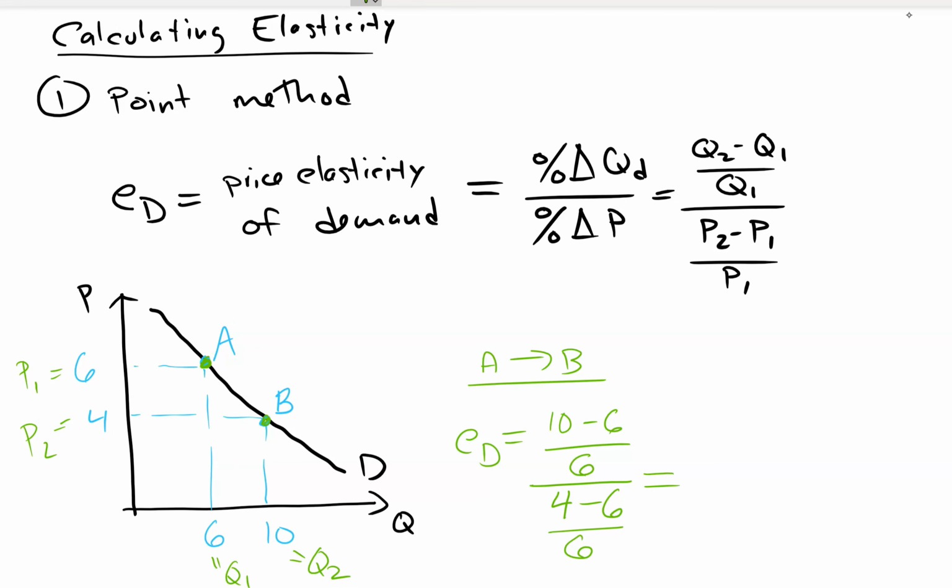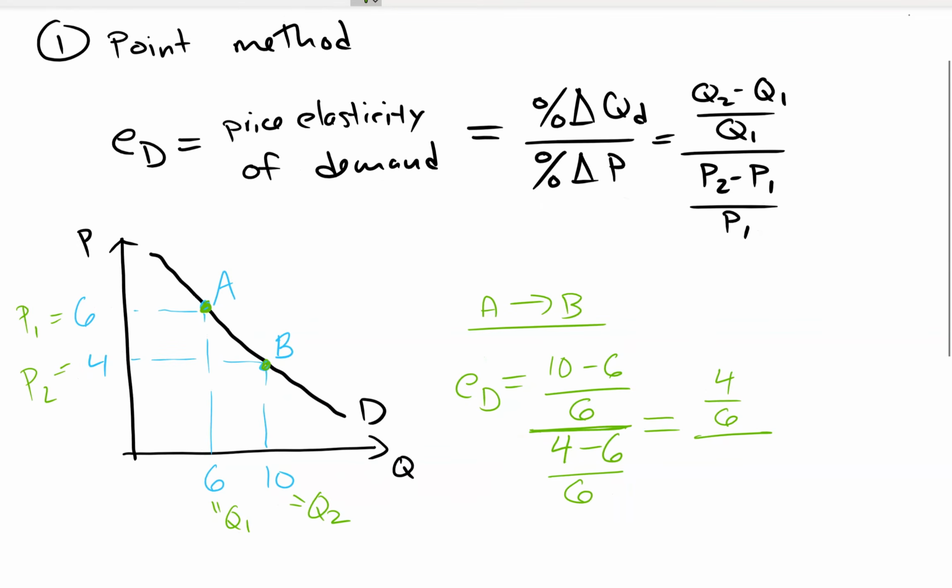Okay, and then we do the math. In case you don't remember this, with the fraction in the middle, we can just do the top and the bottom separately, and then put them together at the end. So on the top we got 4 out of 6, and on the bottom we have negative 2 out of 6.